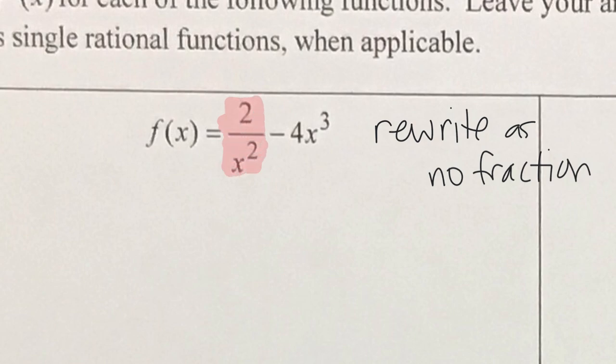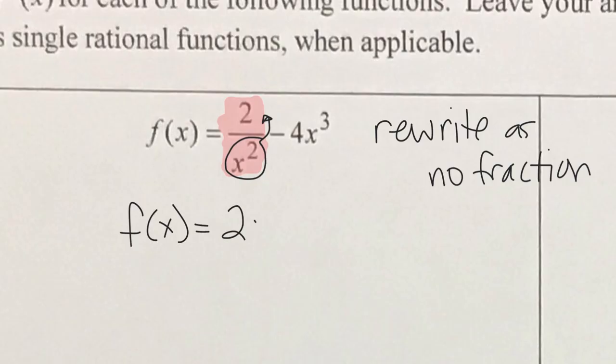Okay, 2 over x squared. We're going to change this one to have no fraction. In other words, we're going to bring our x squared to the numerator. So how can we bring our x squared to the numerator? By making the exponent negative. Okay, so we haven't taken a derivative yet, so we're going to leave that as f: 2x to the negative 2 minus 4x cubed. So now let's employ our power rule.